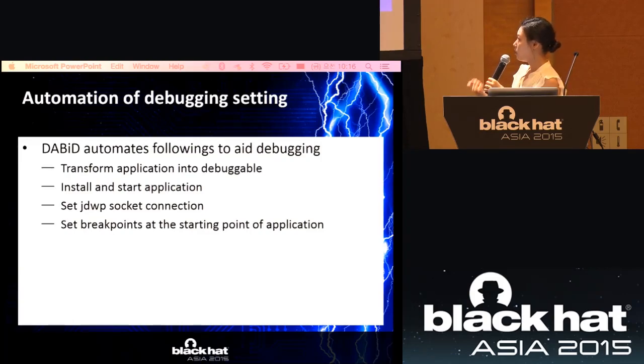And also we set the JDWP socket connection automatically. And we set breakpoints at the starting point of the application, and the application is waiting for our debugger. So using our debugger, we can debug from the start point of the application.